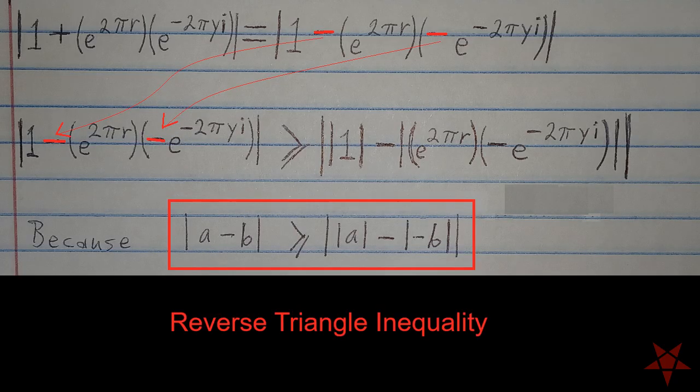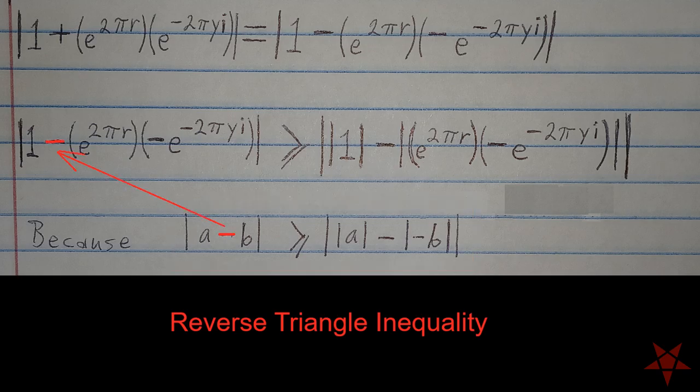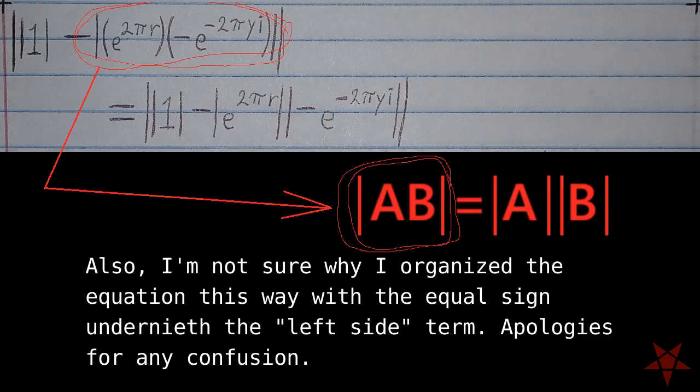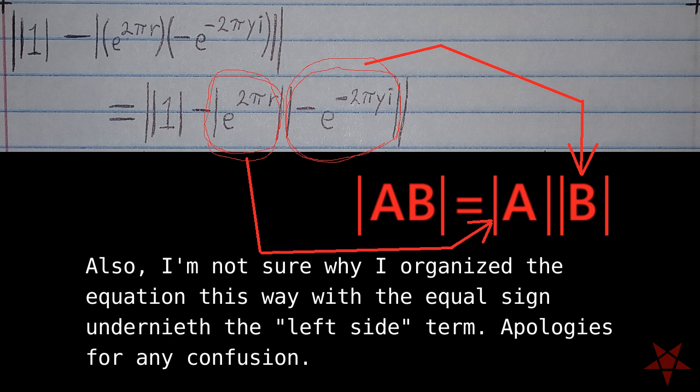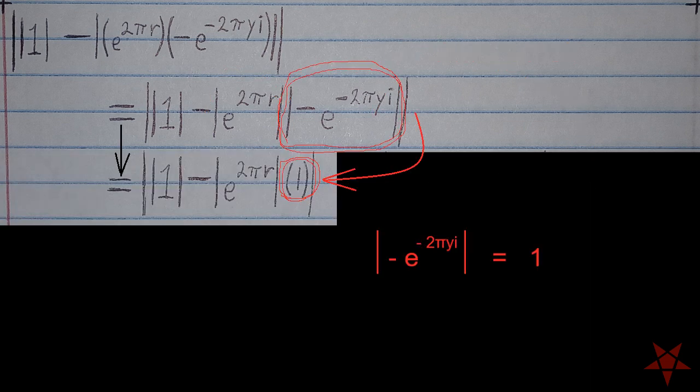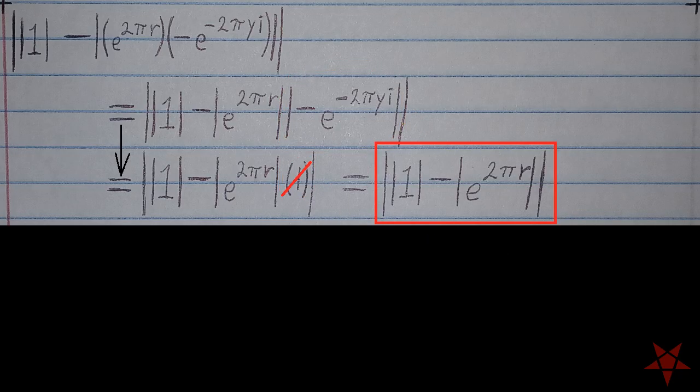Utilizing the reverse triangle inequality, we can say that the aforementioned denominator is greater than or equal to the absolute value of the difference of the absolute values of the original constituent terms. Focusing on the right-hand side of the inequality, we can separate the two exponentials on the right into separate absolute values. The variable y is real, and the absolute value of negative e to the power of minus 2 pi yi is equal to 1 for all y, so we can cross it out.